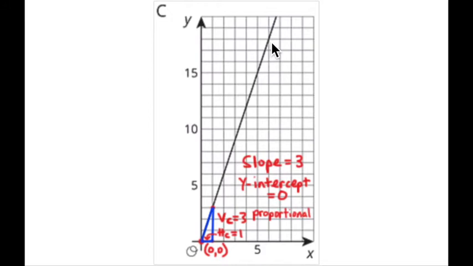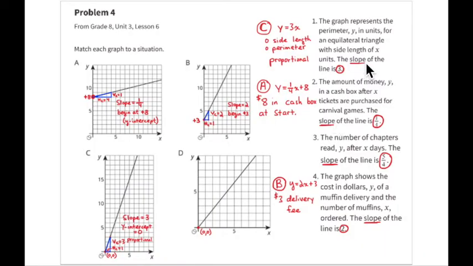Whatever factor you multiply the x value by, in this case 2 times 3 is 6, the y coordinate is also going to be multiplied by that same factor. So 2 times 9 is 18. So which situation has a slope of 3 and basically has no beginning part? The beginning is 0. And that is situation number 1. So the slope is 3.